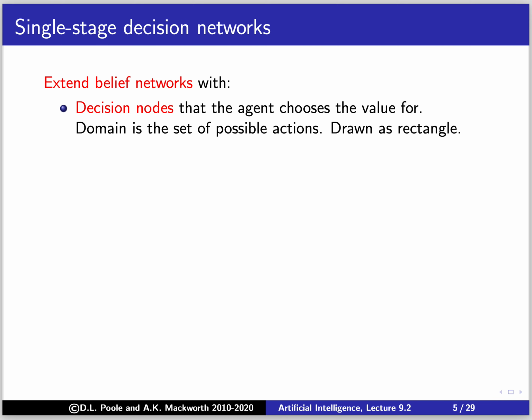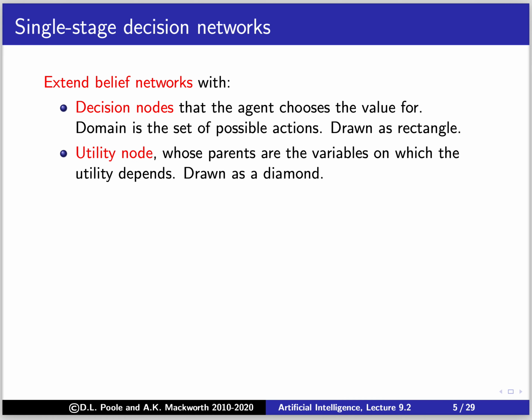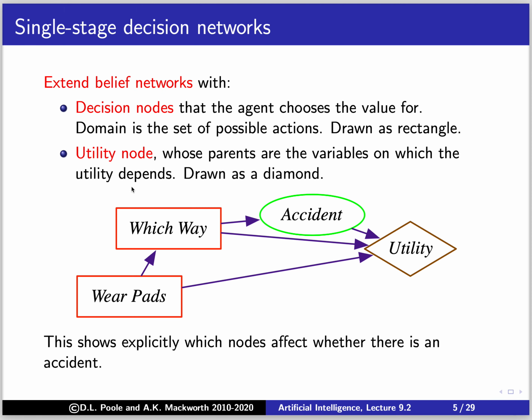Now we're going to extend belief networks to include decision nodes, where the agent gets to choose a value. The domain of a decision node is the set of all possible actions, and we draw it as a rectangle. Utility nodes have parents, the variables on which the utility depends, and we draw them as a diamond. So here's the example we're going to use.